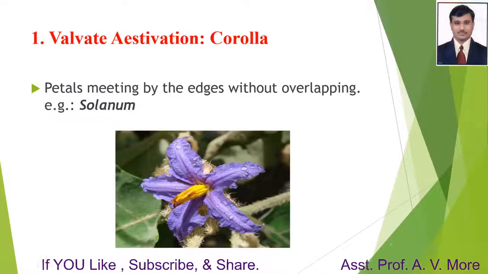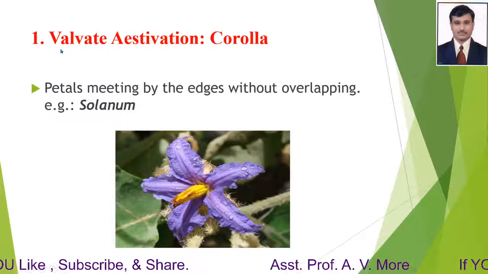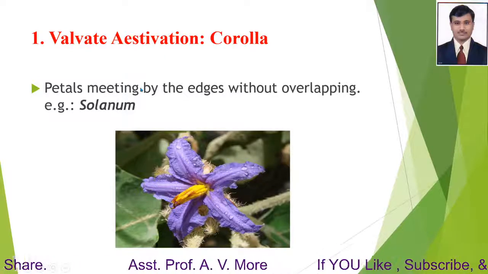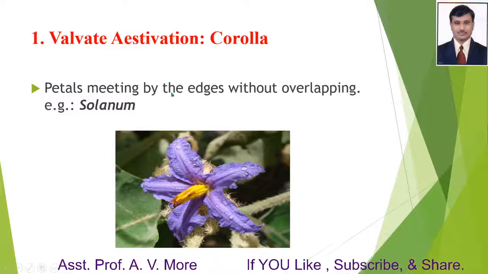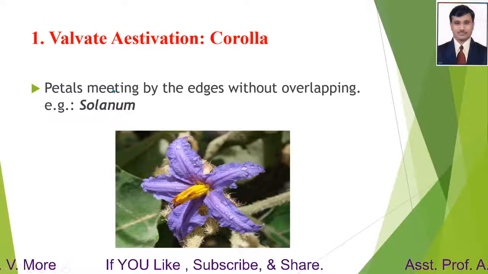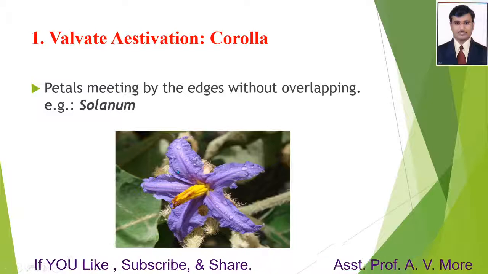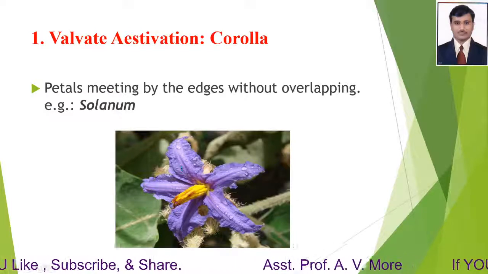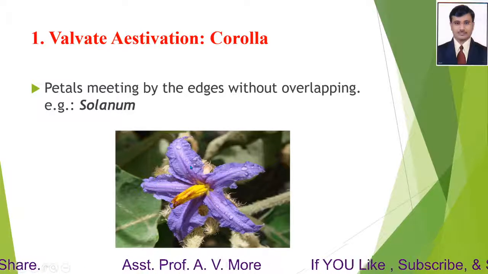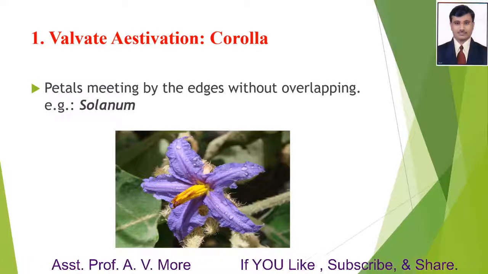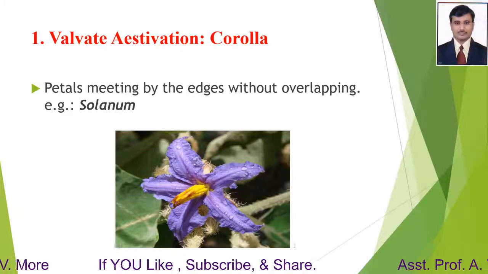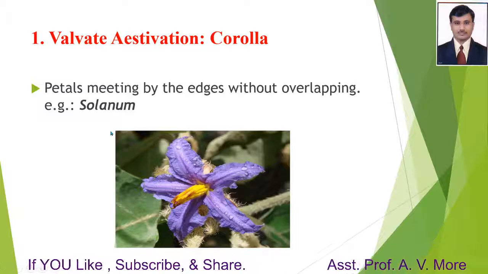Friends, see here, first type of aestivation, that is valvate aestivation. In valvate aestivation, petals meet by the edges without overlapping. They cannot overlap. This condition we call valvate aestivation. Example, solanum.